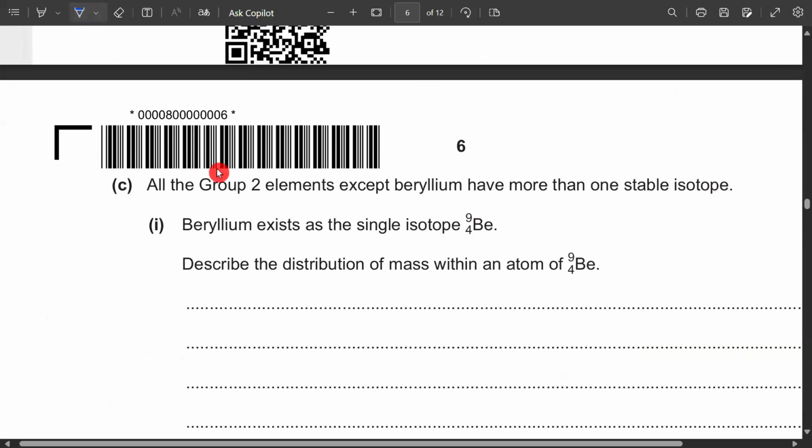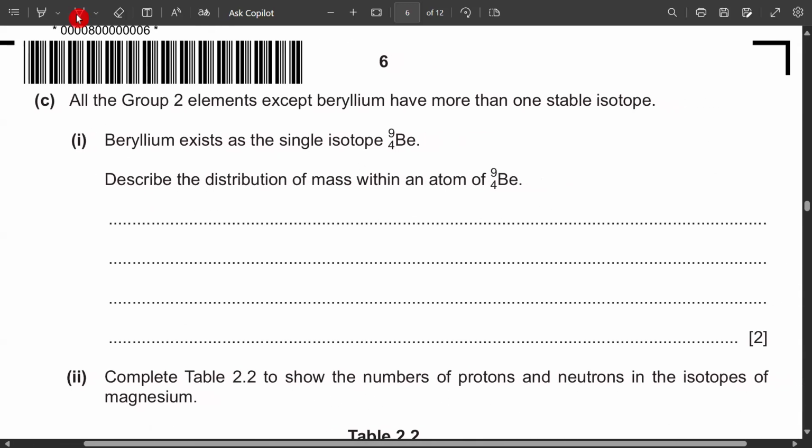All the group 2 elements except beryllium have more than one stable isotope. Beryllium exists as a single isotope, beryllium-9. Describe the distribution of mass within an atom of beryllium. All right, so here we have to describe the whole distribution of mass. You should know there are 3 subatomic particles in an atom: proton, electron, and neutron. So the masses must be divided among these 3 subatomic particles within the atom. We have to tell how their masses compare and how they are distributed.